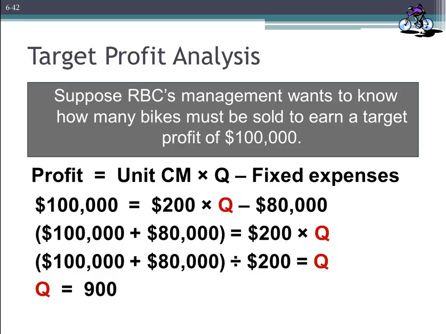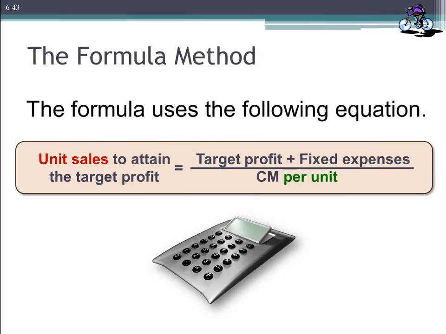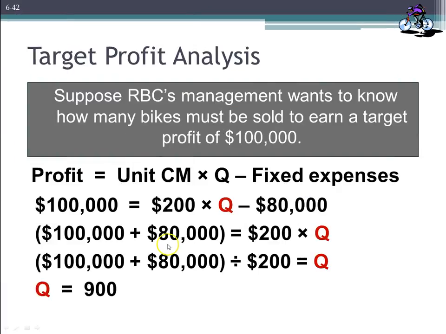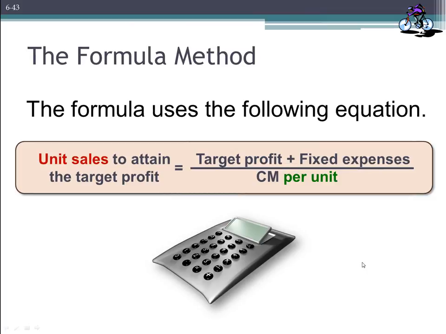Now, what the book calls the formula method is really the exact same thing, right? All that it's done, though, is already done the algebra for you, right? It's unit sales, which is basically the Q that we were solving for, is equal to the target profit of $100,000 plus the fixed expenses divided by the contribution margin per unit. Let me back up one slide so you can see it. It's the exact same thing, right? Quantity is equal to our target profit plus our fixed expenses divided by the unit contribution margin. Same exact thing in the formula method.